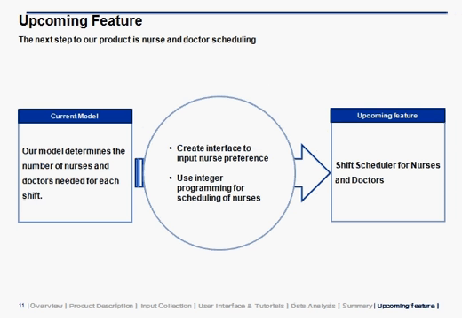Next, the upcoming feature. Our current model generates optimal numbers of doctors and nurses. To make healthcare more client-friendly, we are going to develop a shift scheduler for nurses and doctors. It will automatically generate shift schedules for nurses and doctors based on the new staffing level and their preference. We hope to introduce this feature in near future to you.